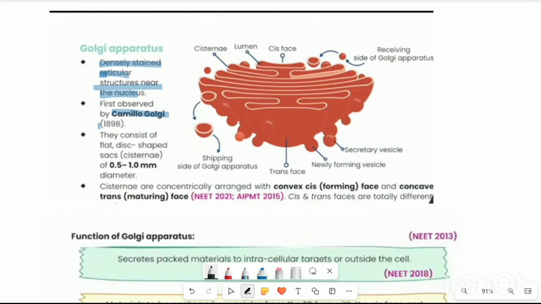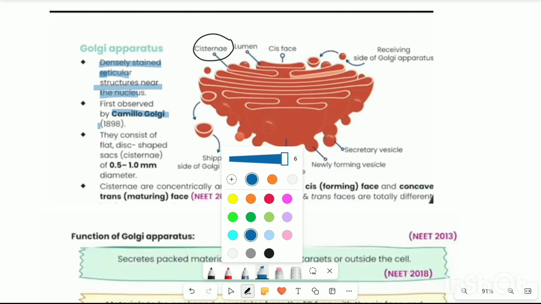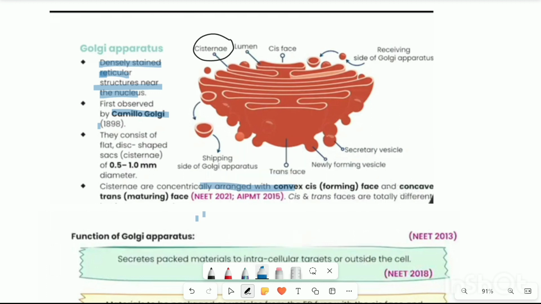You can see these cisternae. And cisternae are concentrically arranged with the convex cis or forming phase and the concave trans or maturing phase. The cis and trans phases are totally different. You can see here, this is the forming phase from where the material comes, and after forming vesicles, it goes out.